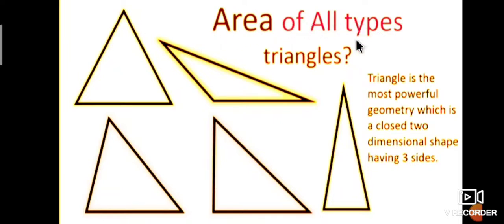Area of all types of triangles. Next, after the perimeter, we study the area of all types of triangles. Okay, what is a triangle? Triangle is the most powerful geometry, a closed two-dimensional shape having three sides.